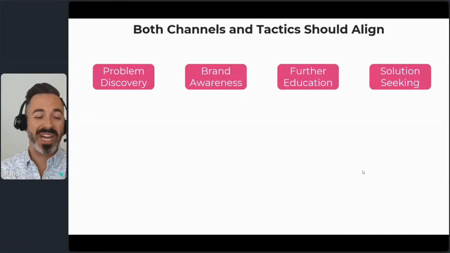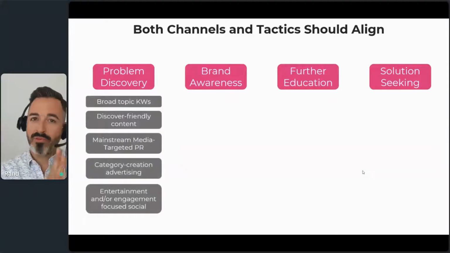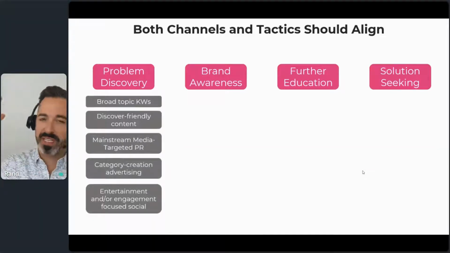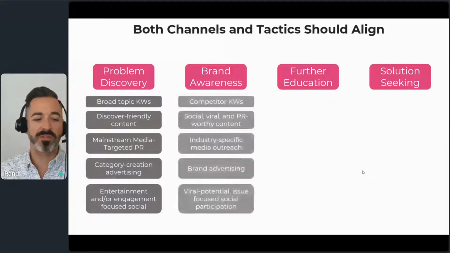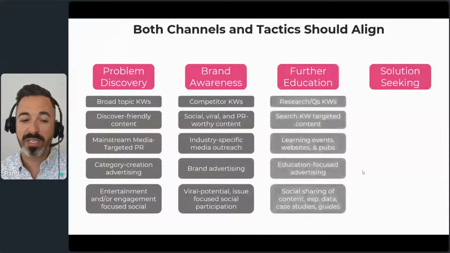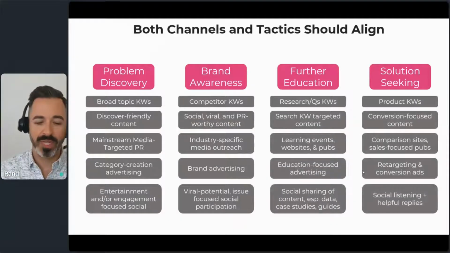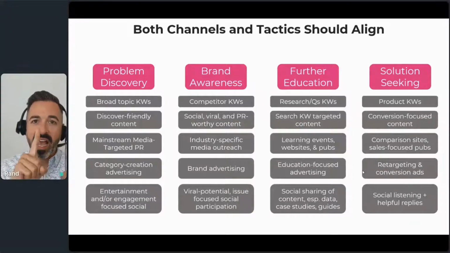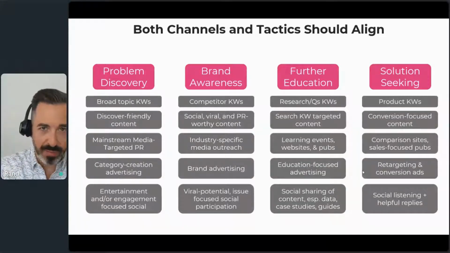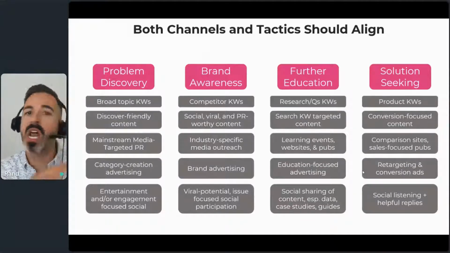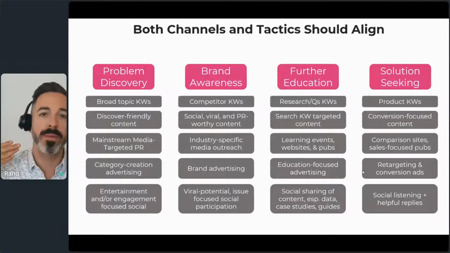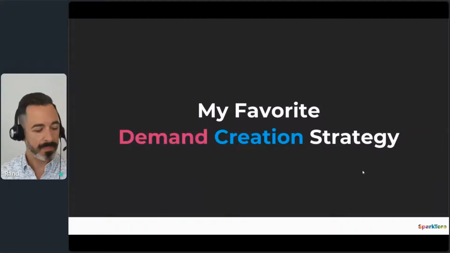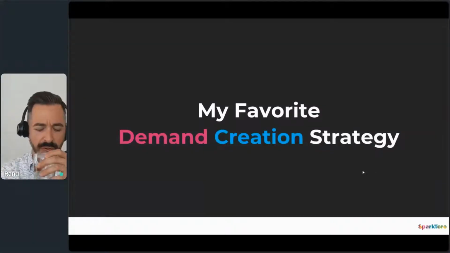So both channels and tactics should align. So this is essentially my problem discovery phase. Whatever that is, that might be my keywords or my content or my entertainment and engagement focused content for social, or brand awareness, further education or solution seeking. I'm not going to go through all these, but the idea is that I have a problem here. This is my biggest opportunity. Here are the channels with which I could solve that problem. So I'm going to invest in those, not the ones that are outside it. And I'm going to balance my efforts and focus on the areas where I'm going to have the biggest impact for the business. I'll walk you through my favorite demand creation strategy here.